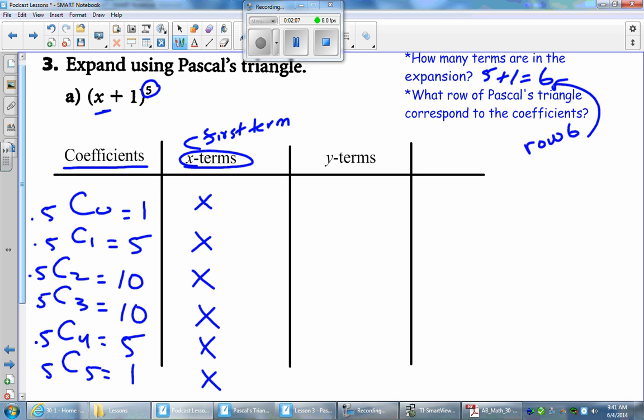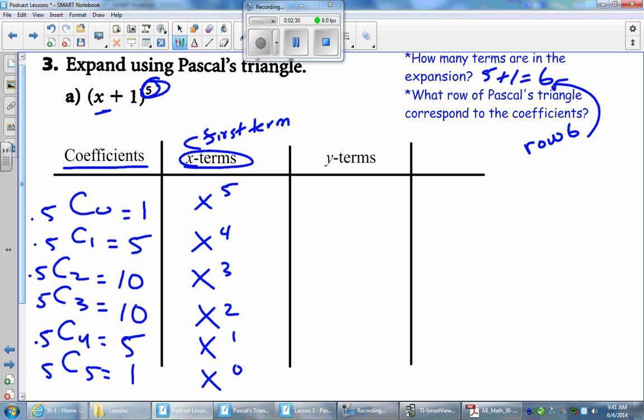All right, and now let's talk about the powers of x. Now, the powers of x, remember, they decrease by 1, starting with 5. So 5, 4, 3, 2, 1, and 0. So you're starting with the actual n here, where n is the exponent of the expansion.